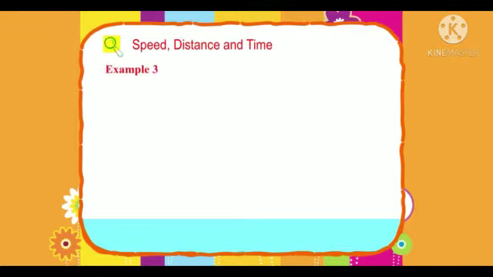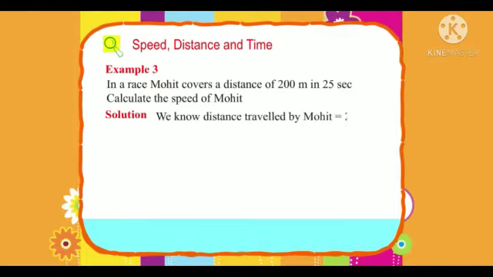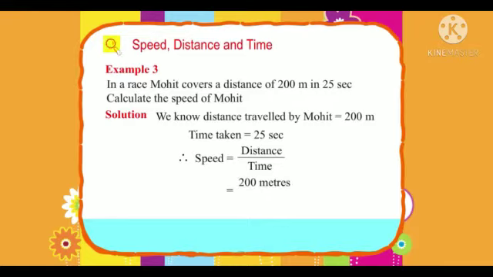Next example. In a race, Mohit covers a distance of 200 meters in 25 seconds. Calculate the speed of Mohit. We know distance travelled by Mohit is equal to 200 meters. Time taken is equal to 25 seconds. Therefore, speed is equal to distance upon time. 200 meters by 25 seconds, which is equal to 8 meters per second.